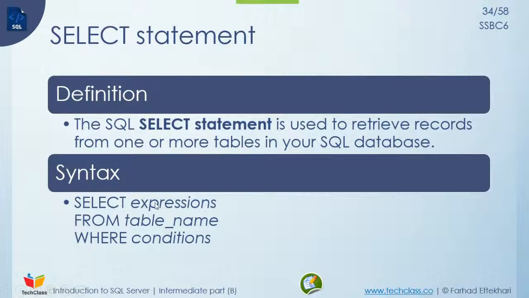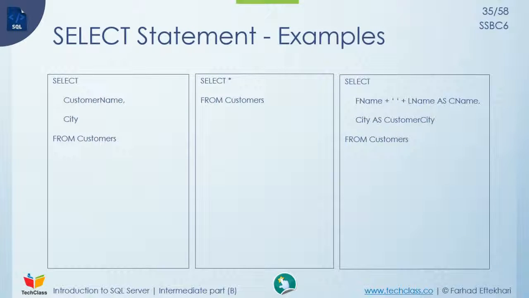You have select, the expression, and the columns that we are looking to get from the table. And you have this from table name. And if you have some conditions, we can apply them here and receive the certain rows that we are specifically looking for. Here are some examples about this select statement.